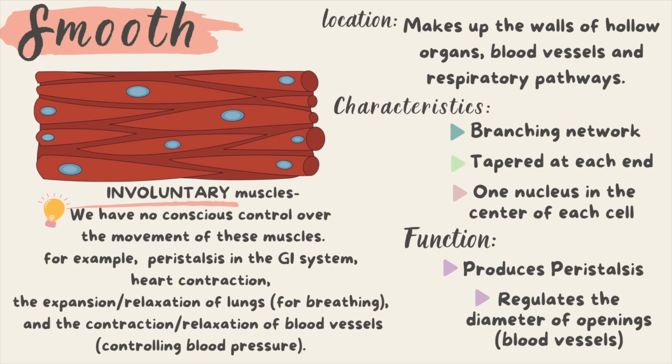Smooth muscle is involuntary muscle, so we have no control over these movements. They function without us telling them what to do. So for example, peristalsis in the GI system, heart contraction, the expansion of the lungs when we're breathing, the contraction of blood vessel, all of these happen without us consciously telling them what to do.